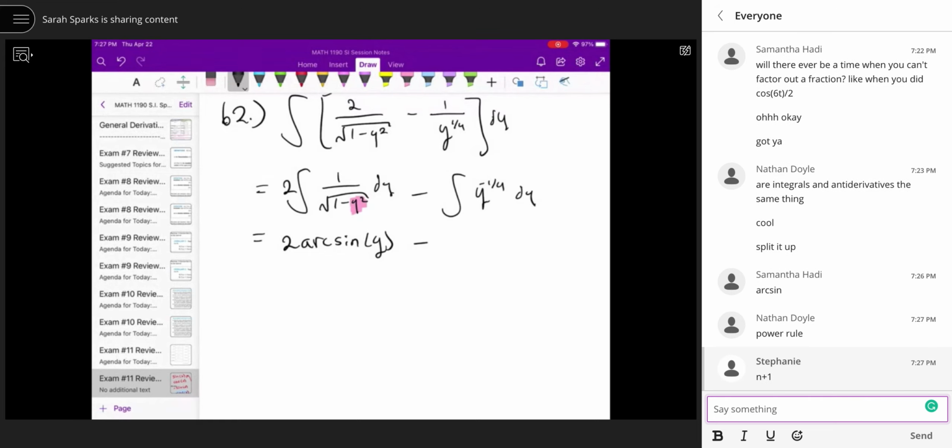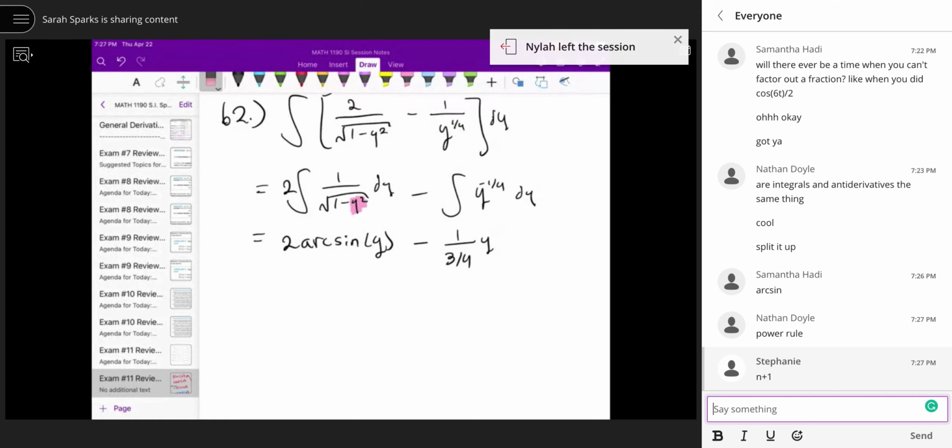Yeah, power rule. Yeah, our n+1 rule, right? So we're going to add 1 to our exponent. So 4 over 4 plus negative 1/4 is going to be 3/4, right? And then we divide by 3/4. So we're going to have 1 over 3/4 times y to the 3/4. Sorry, y to the 3/4. And then we're going to have our plus c.